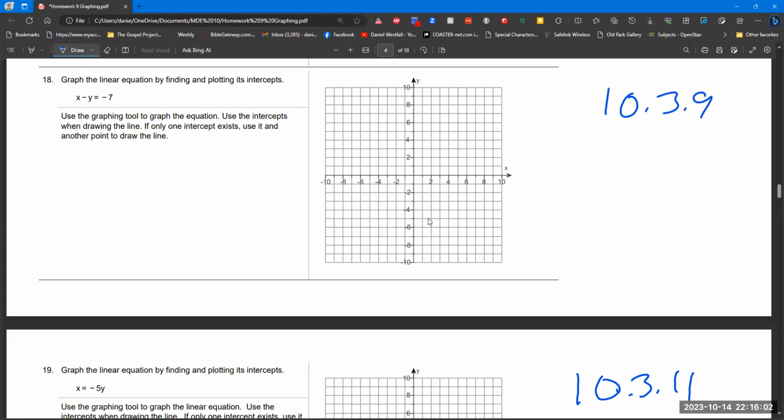The reason it's convenient to do that is to find the x-intercept. We're going to let the y part be 0, so we're just going to cover that part up, and we're going to see that x equals -7. There's my x-intercept. Then I'm going to cover up my x part, and negative y is equal to -7, so I divide by -1, and I get that y is equal to 7.